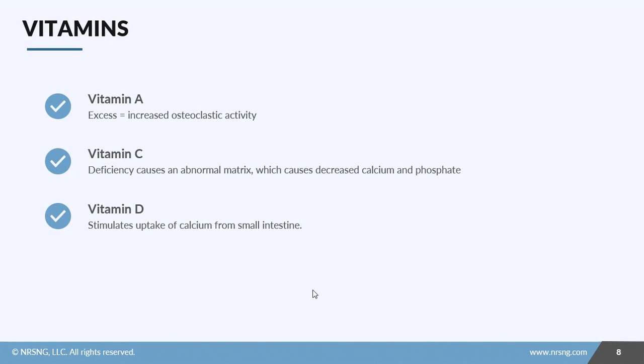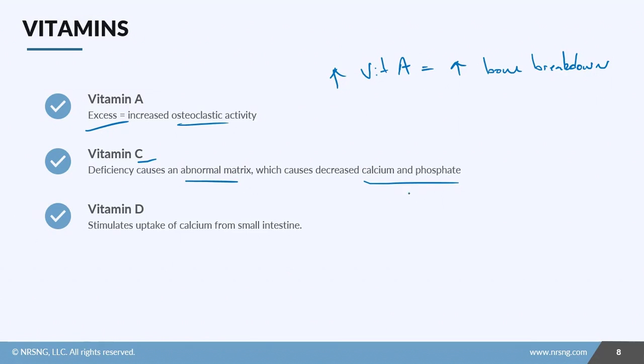So let's look at how vitamins affect bone production. Vitamin A, if you ever have an excess of vitamin A, that increases the osteoclastic activity. What that means is if you have an increase in vitamin A, you're also going to have an increase in bone breakdown. When we look at vitamin C, a deficiency causes an abnormal matrix, and that causes that calcium and phosphate to be decreased. Similar with vitamin D.